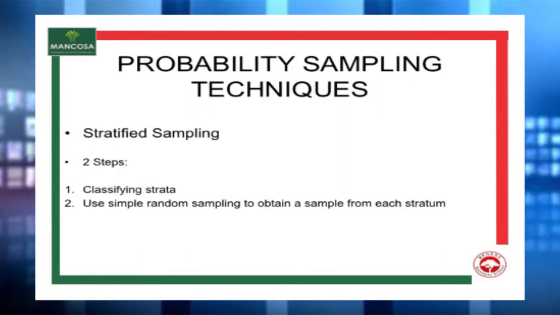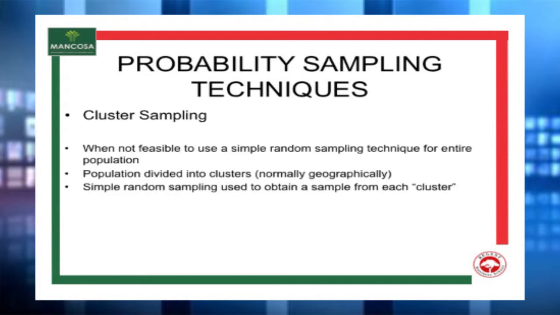Classifying the various strata in terms of the variables of interest, using a simple random sampling technique, which was discussed earlier, to select a sample from each stratum, which is statistically representative of that stratum. Another probability sampling technique that could be used is cluster sampling.